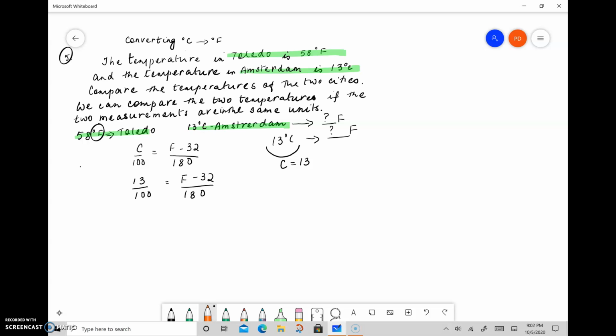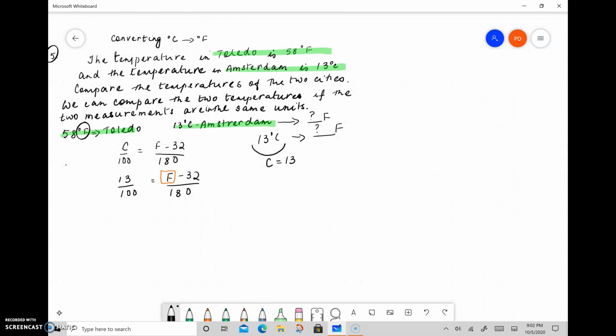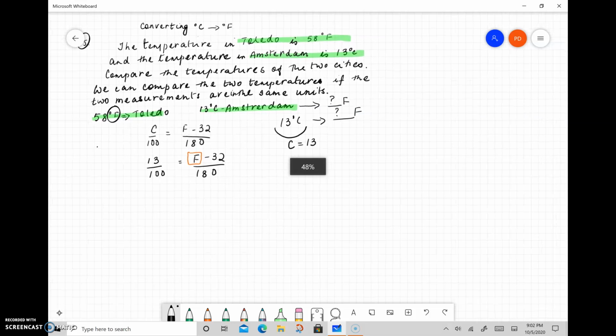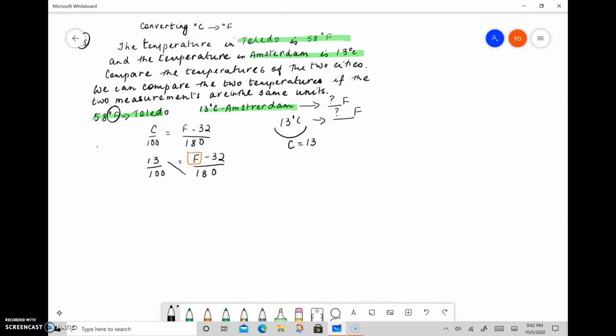Now, we need to solve the equation, and the unknown in the equation is F. We need to solve for F, and that will give us the temperature in degrees Fahrenheit. So let's solve this equation by cross multiplication. When we cross multiply, we get 13 times 180 is equal to 100 times F minus 32. Now we have to get F by itself.